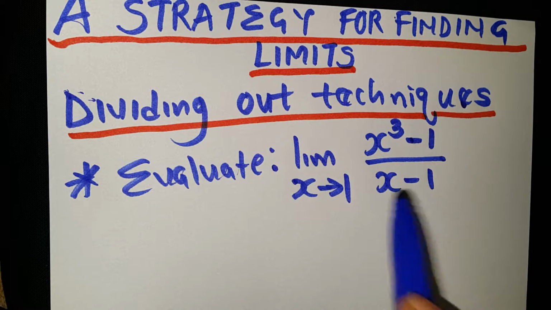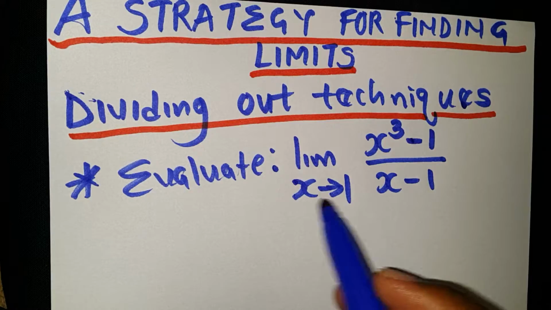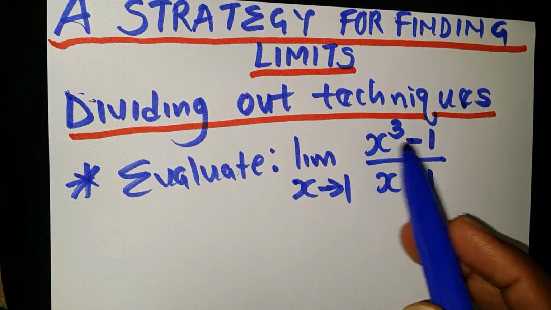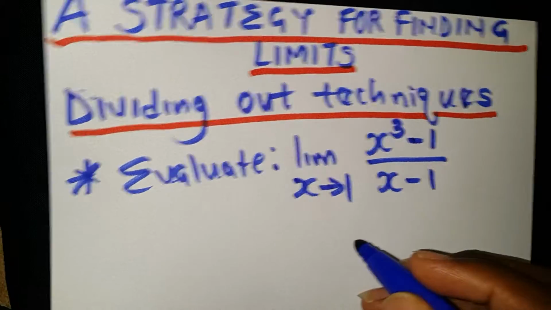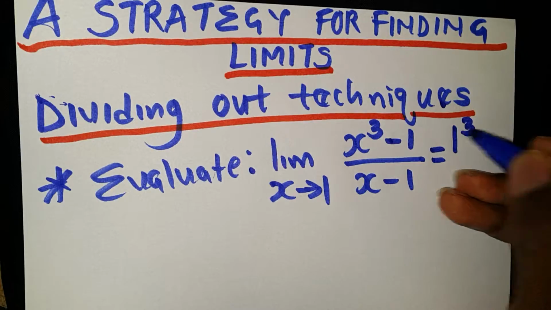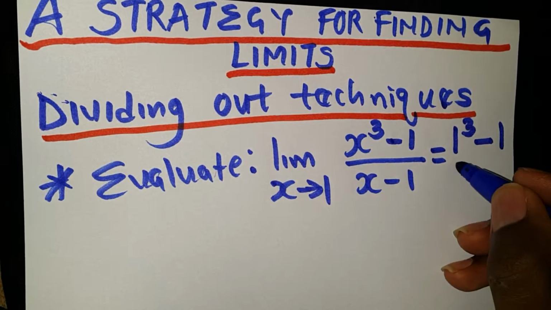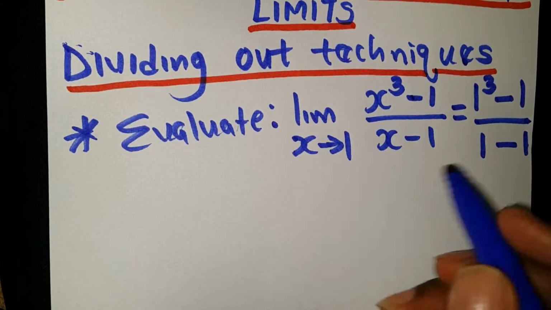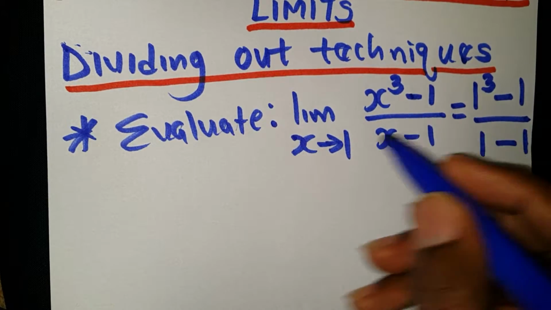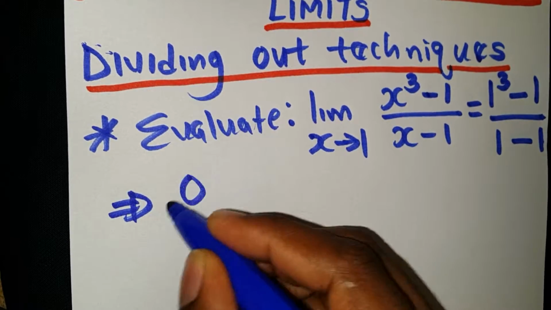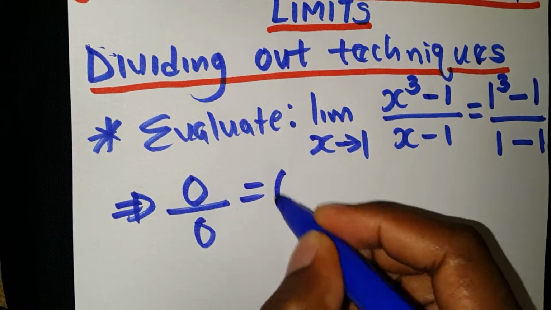how to find limits. So what we'll be doing here, we'll be plugging in 1 into our function. We'll replace x with 1. So let's replace our x with 1 here. We have 1 cubed minus 1 divided by 1 minus 1. So this one will yield, the answer will be 0 divided by 0, which is equal to 0.